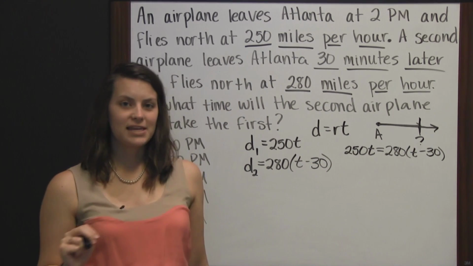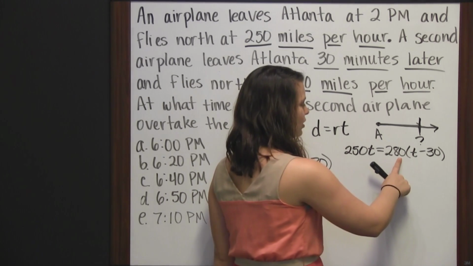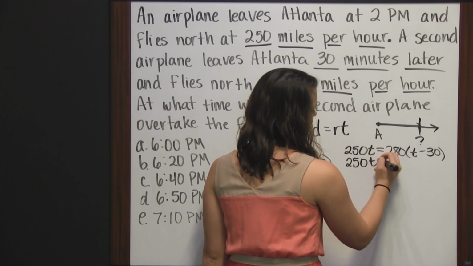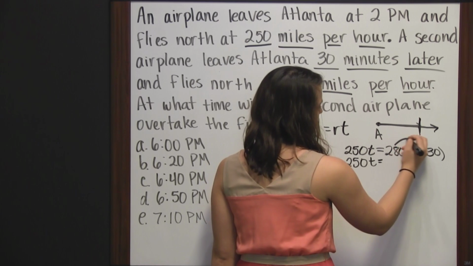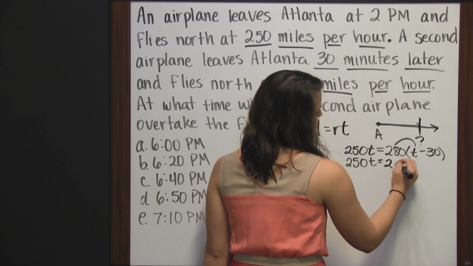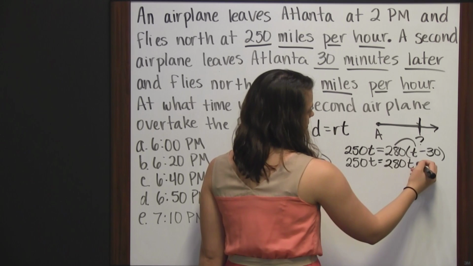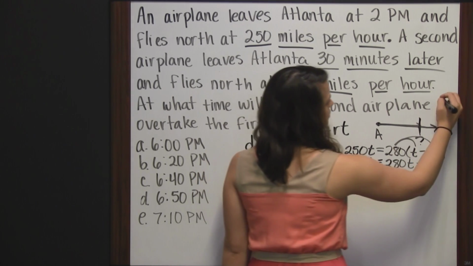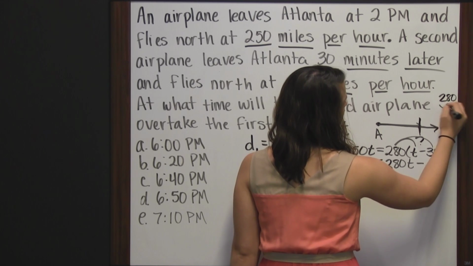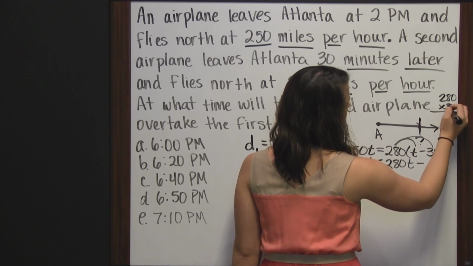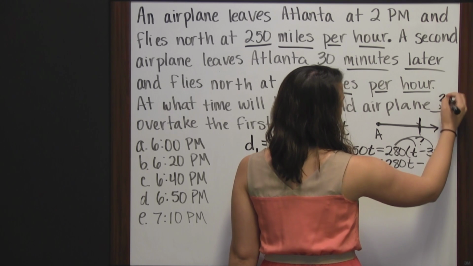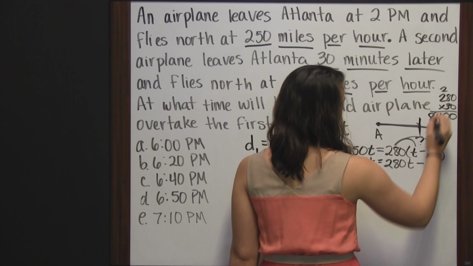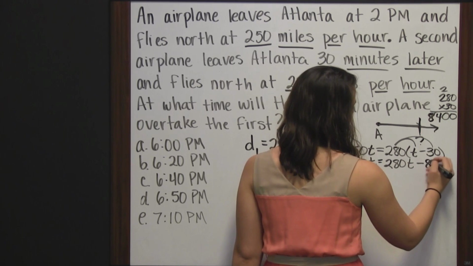And now we need to solve for t. So the first thing we want to do is distribute our 280. I'm going to bring down this 250t equals 280 times t, 280t, minus 280 times 30. 280 times 30, 0 placeholder, 3 times 0 is 0, 3 times 8 is 24, 3 times 2 is 6, plus 2 is 8. That's 8,400.